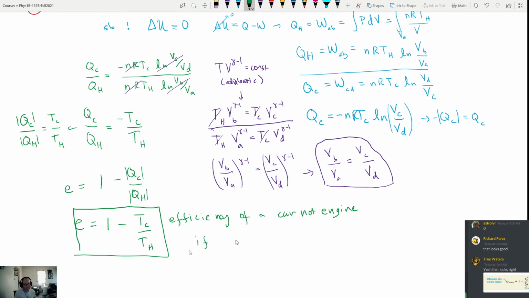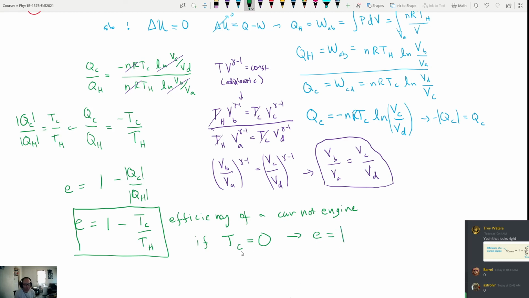Remember, 100% efficient is E equal to 1. If TC is equal to 0, then you would get an efficiency equal to 1. But guess what? This is impossible. You can't actually get absolute 0. That's not realistic. So that means the efficiency of the Carnot engine will never be equal to 1. So the greatest value that E can be is like 99% or something like that.